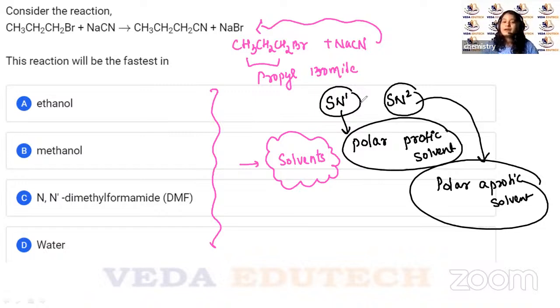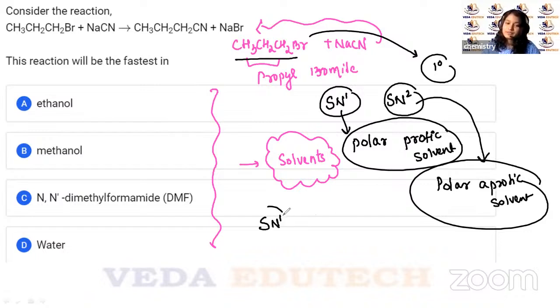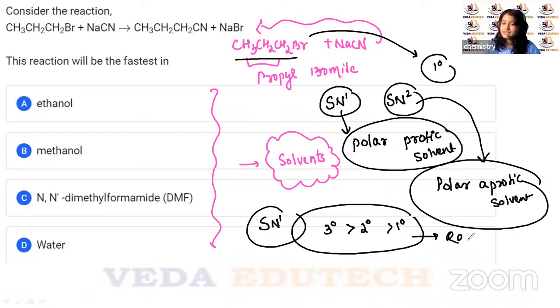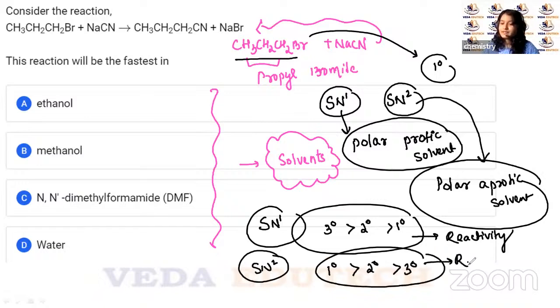Okay. So now we see that this is a 1 degree halide. And looking at the order of reactivity, we know that in case of SN1 reaction, 3 degree greater than 2 degree greater than 1 degree is the reactivity. Whereas in case of SN2 reaction, children, what is the order of reactivity? It is 1 degree greater than 2 degree greater than 3 degree, right? This is going to be your reactivity.